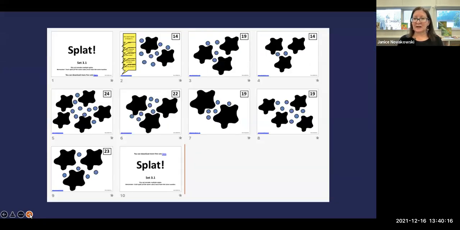When you download the slides, and again, you put in your email, but you don't get any other emails other than being able to download the slides, you get a set of splats. And this is set 3.1. It has multiple splats. The quantities change. So you can go from kindergarten level all the way through secondary with the different types of splat variations and quantities involved. So we'll just go through one sequence together.